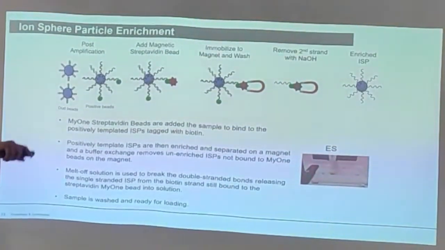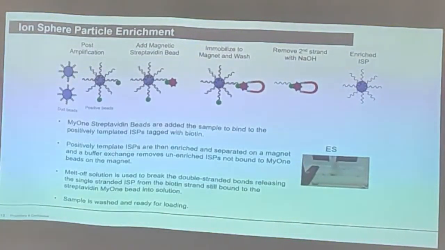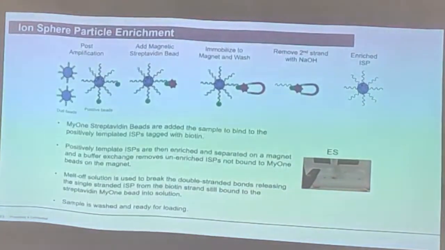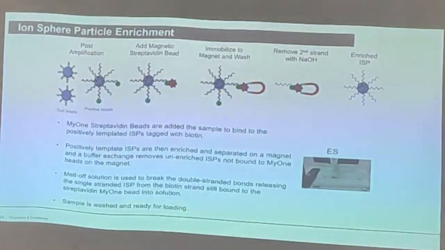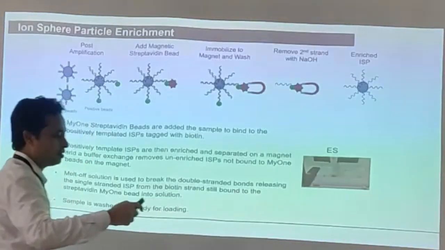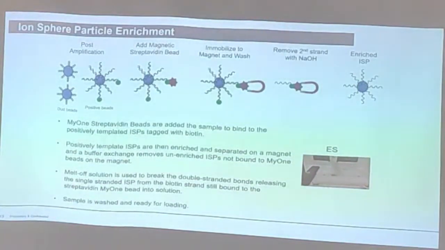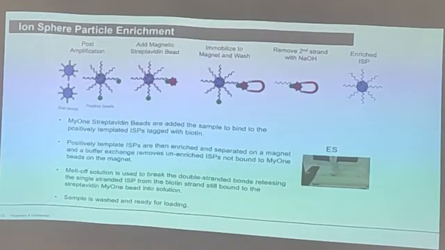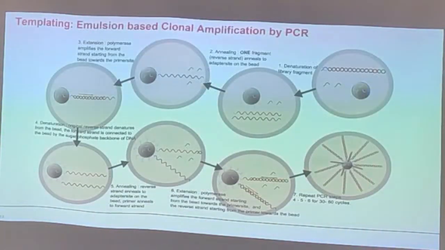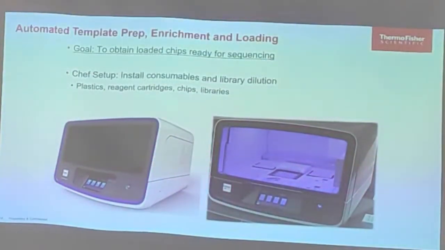Now after this is done, earlier it was done manually with the help of the ES system. Now everything is automated. Once this is enriched, this part is loaded in the chip for sequencing. So this is all done in the Ion Chef system, from this step to this step, and even chip loading. It's all done here.